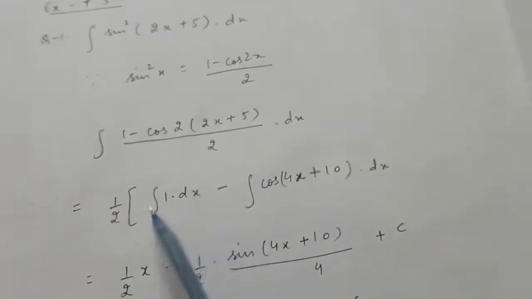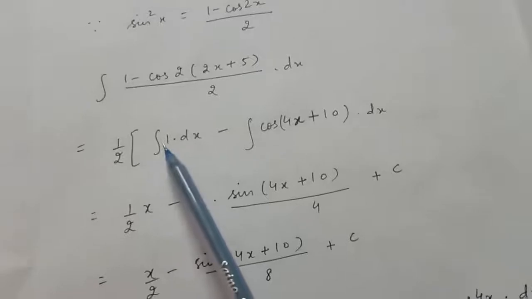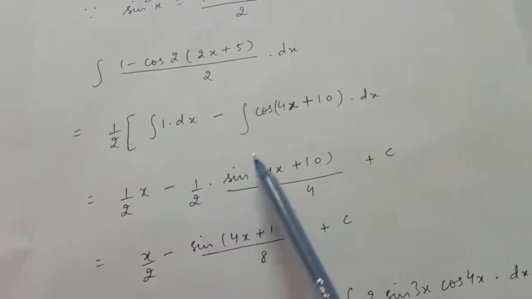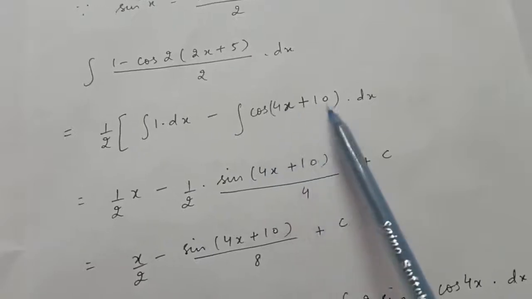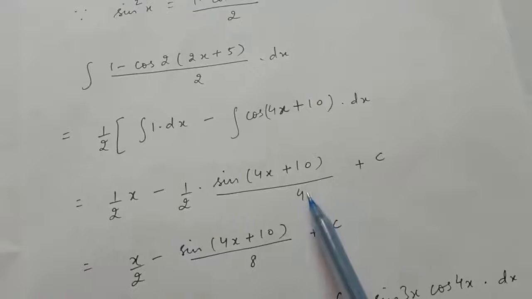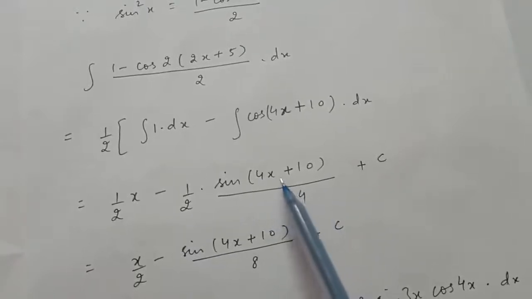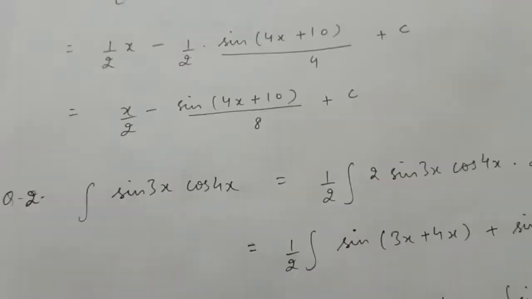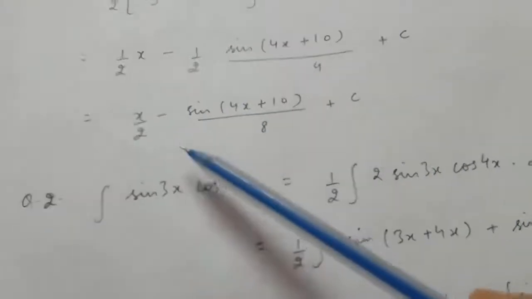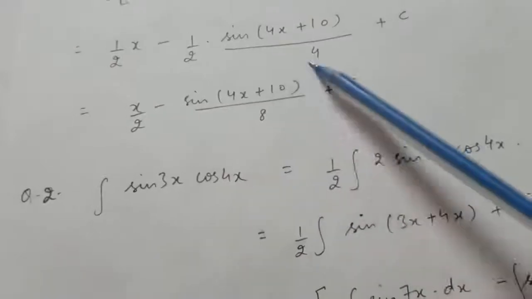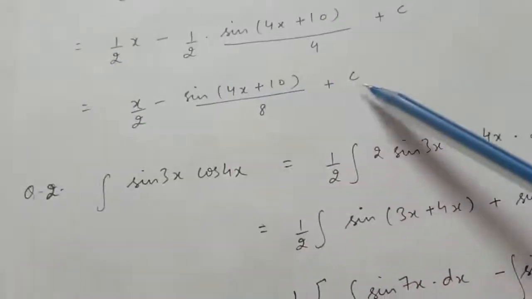Right? Now 1 by 2 as it is, integral of 1 will be x, minus 1 by 2 integral of cos (4x plus 10), which will be sin (4x plus 10) upon 4, because 4 is multiplied with the x, right? Plus c. So this will be equal to x by 2 minus sin (4x plus 10) upon 8 plus c.